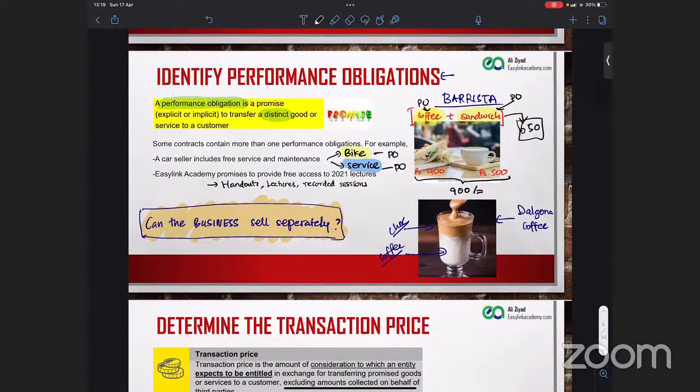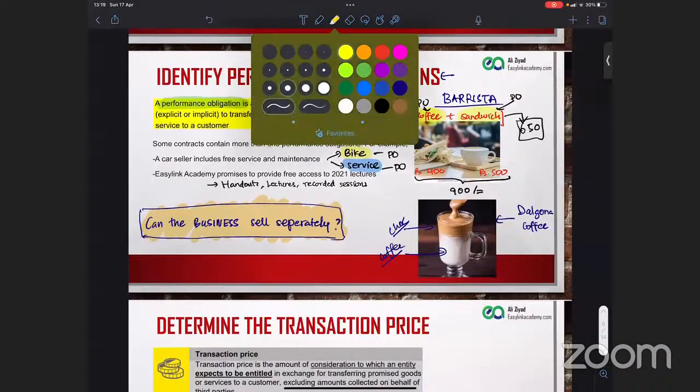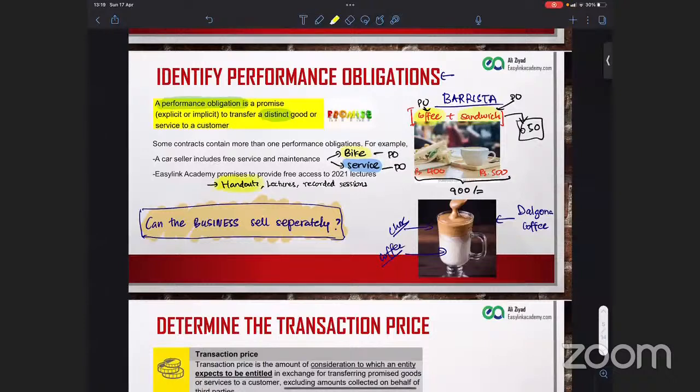Everyone. Felicia, Nada, Shahlan, Isham. That's right, Chati. That's right, Salma. No, it's not a separate performance obligation. What is the reason? At Easylink, do they sell handouts separately, recorded sessions separately, and lectures separately? No, sir. So that means these are all one performance obligation. It's not separate, this is one.